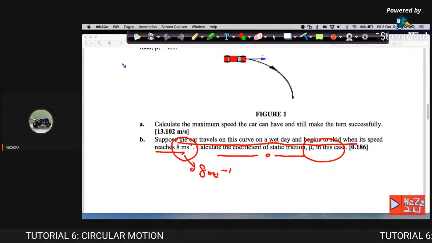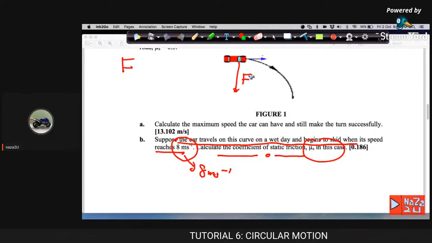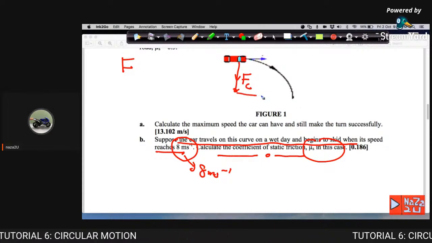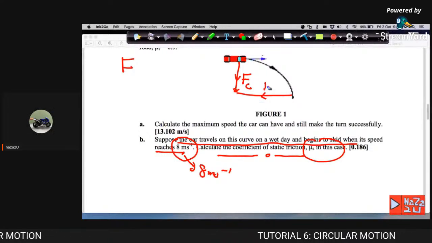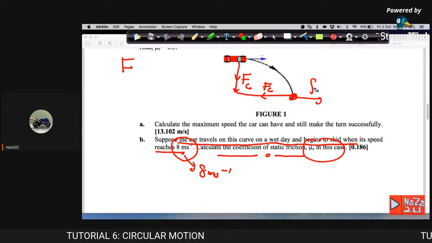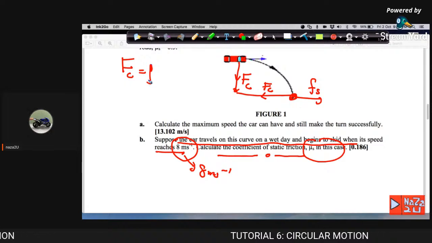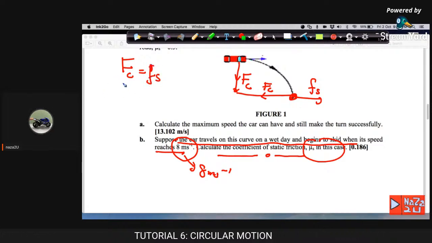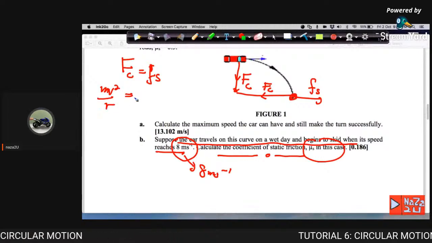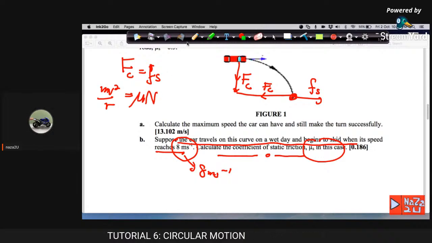the centripetal force Fc direction to the upward, direction to the center. Ataupun kat sini saya buat so direction to the center Fc or to the left. This is the car, and we have a friction force or static friction. So Fc is equal to Fs, and Fc here is mv square divided by r is equal to mu, Fs is mu times n normal force.